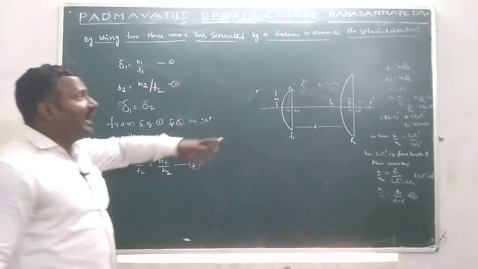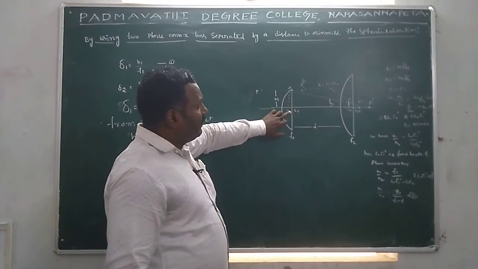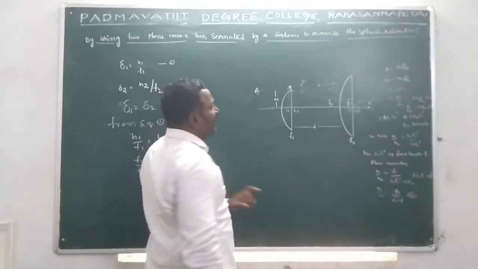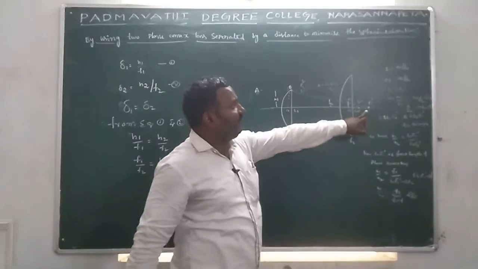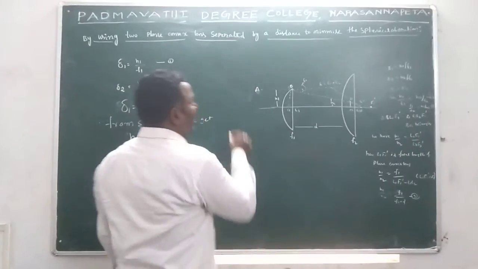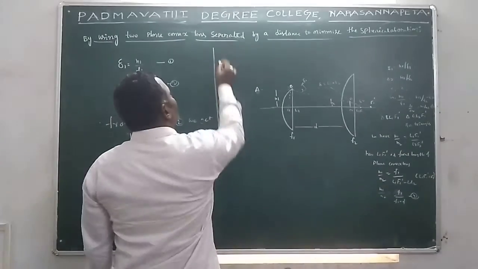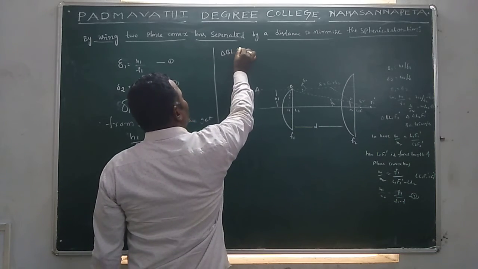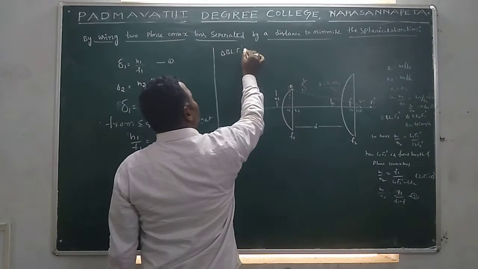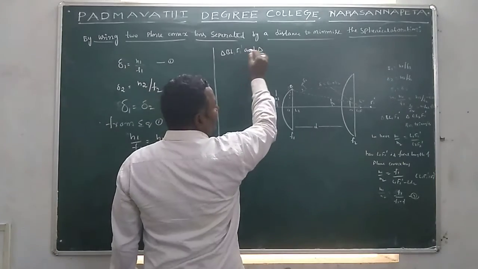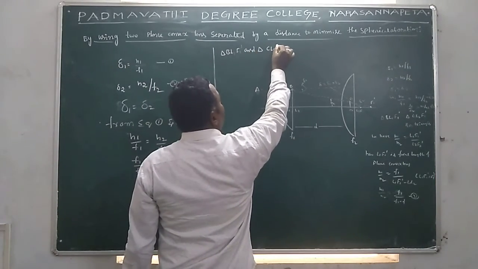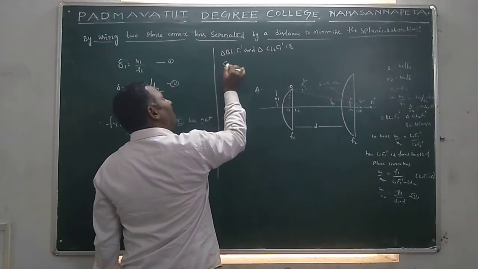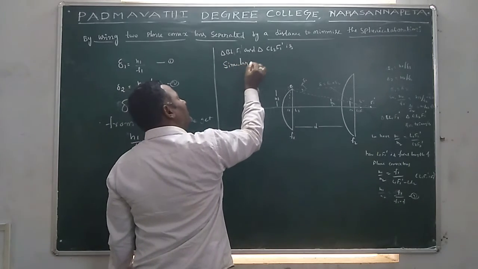So now here, this is the light ray AB. Here BL1F1 dash is a right angle triangle, and the right angle triangle CL2F1 dash, these are similar triangles.